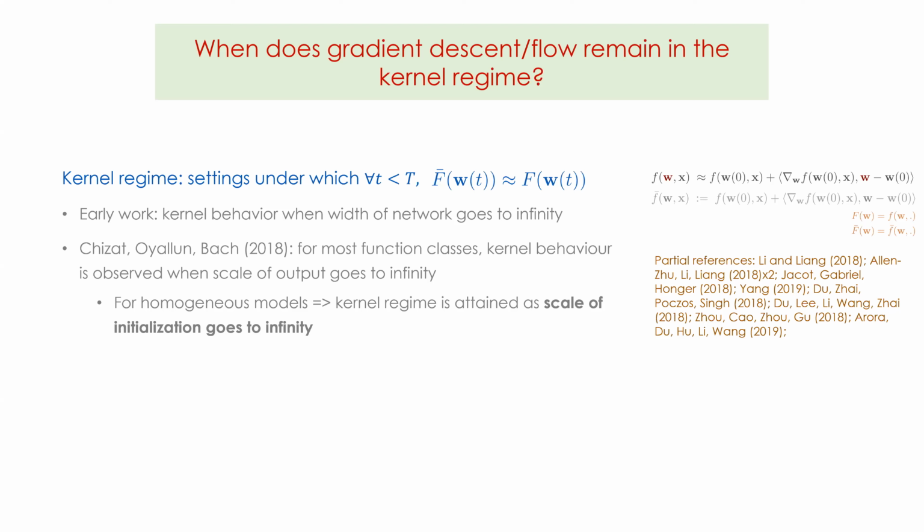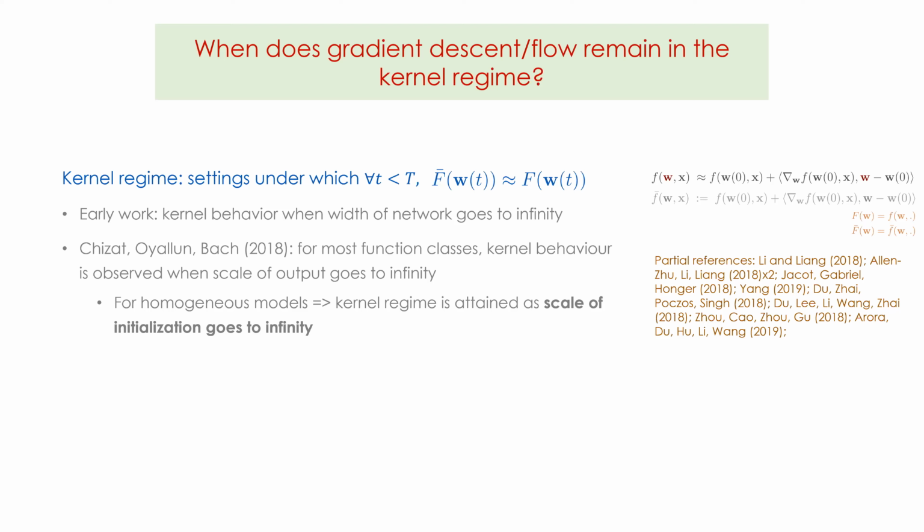The scale of the output is something hard to explain, but if we restrict to what are called homogeneous models, which is essentially like if you scale the parameters by alpha, this final function gets scaled by some scalar function of alpha. So for such homogeneous models, essentially, the work by Chizat, Oyallon, and Bach established that the kernel regime is attained when the scale of the initialization goes to infinity.